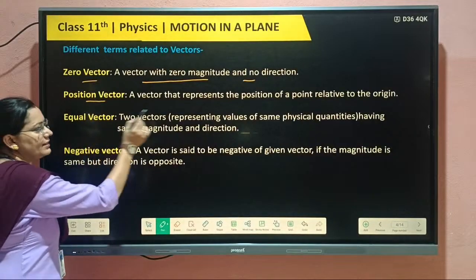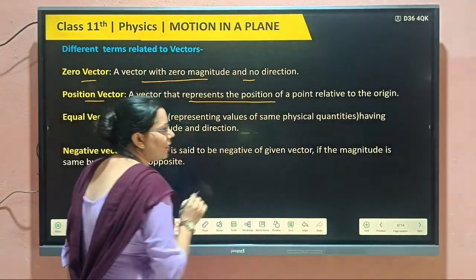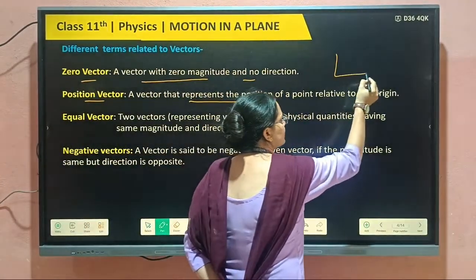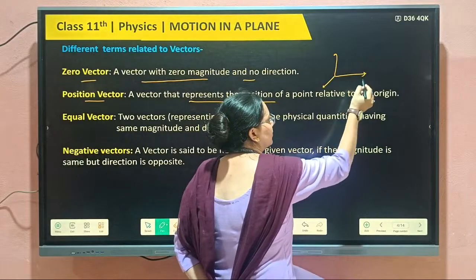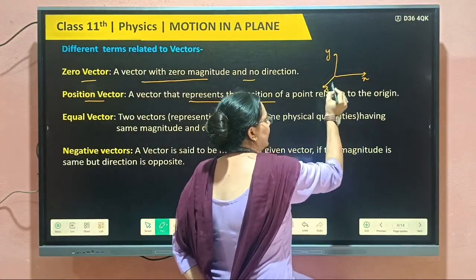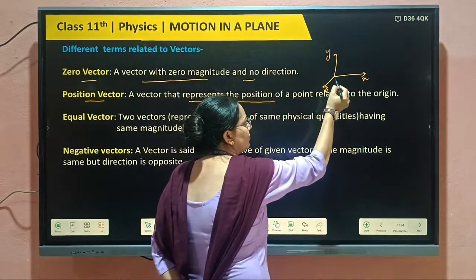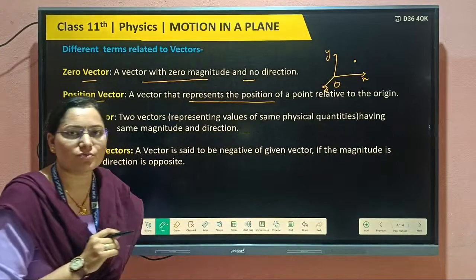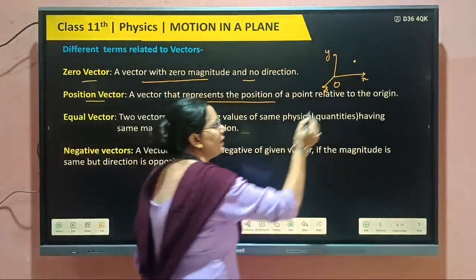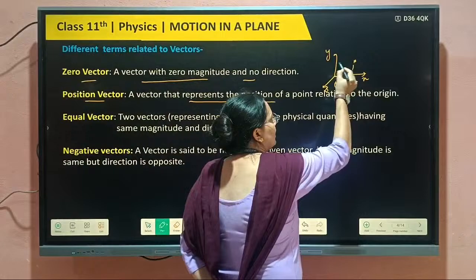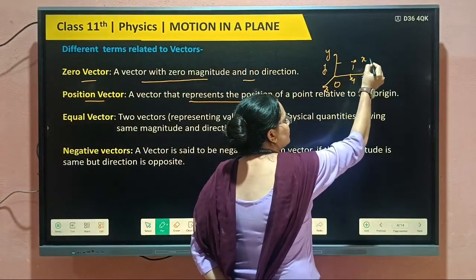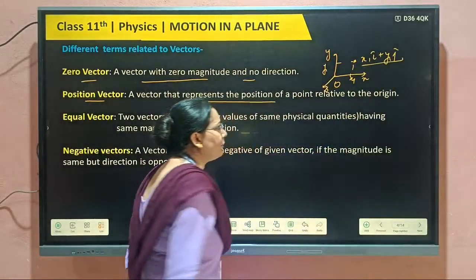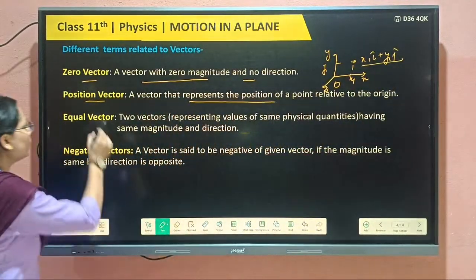Position vector represents the position of any point relative to the origin. Here we are taking x, y and z. Then from the origin, the position of this point we represent with the help of the position vector. Here let this be x1 and here y1. So along this we can write x1 i cap plus y1 j cap. Like this we represent the vector that we call the position vector.